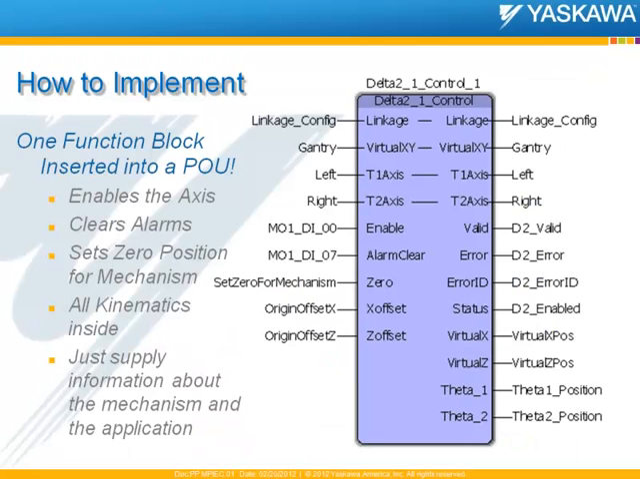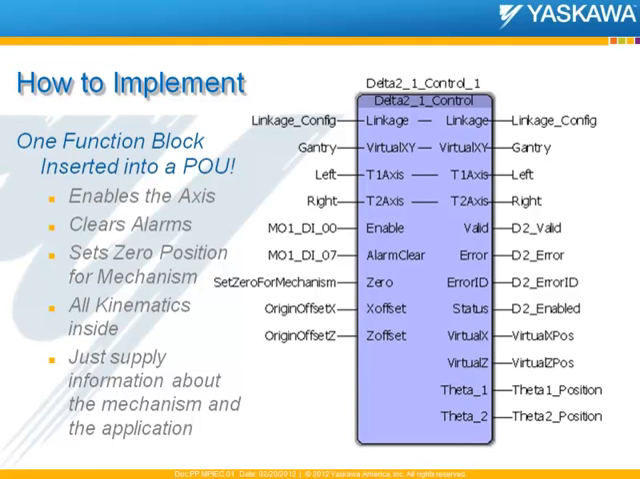Alright, so once you've downloaded the toolbox, all you have to do is insert one function block into a POU. This kinematic control block enables the axes, allows you to clear alarms, allows you to set the 0 position for the mechanism, and all of the kinematics are contained inside. All you need to do is supply some of the linkage configuration and information about the mechanism. So we'll show you what's in this in a little bit.